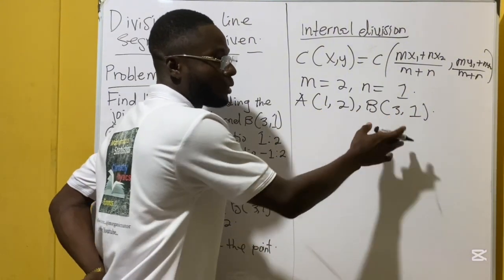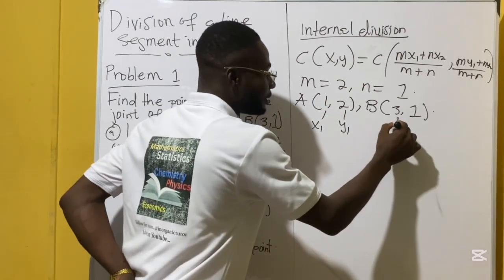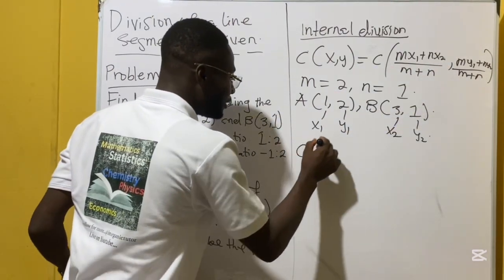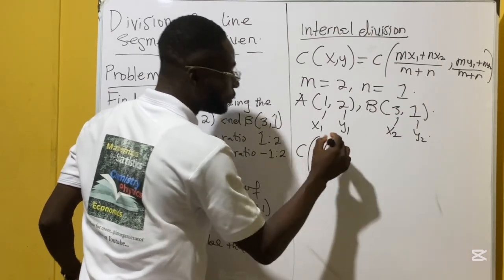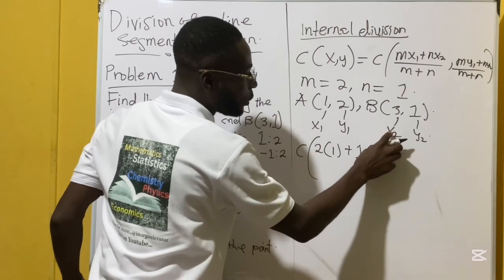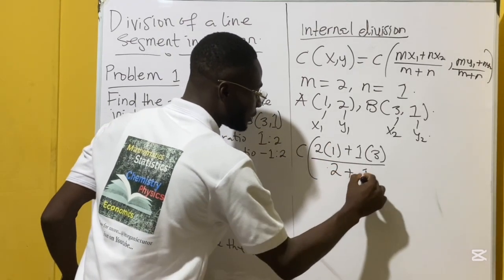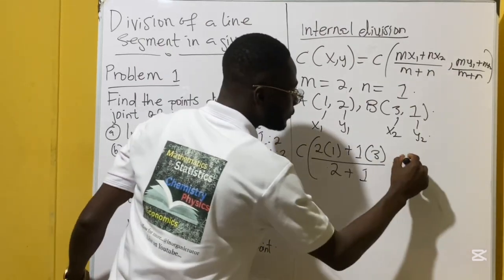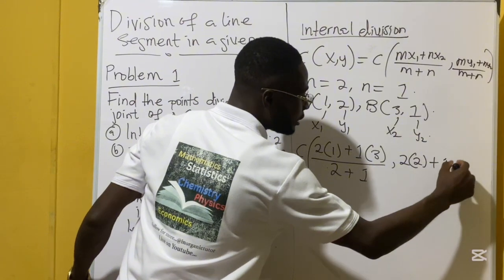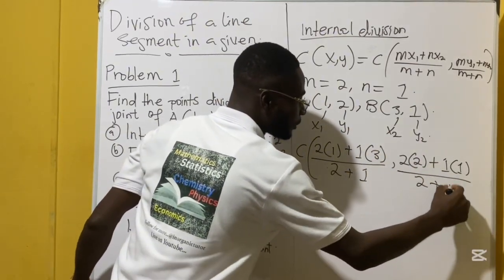So we can identify our x1, y1, x2, y2 from this point, right? This is our x1, this is y1, this is x2, this is y2. So we do that substitution, and we're going to have C of m, which is 2, into x1, which is 1, plus n, which is 1, into x2, which is 3, over m plus n, which is 2 plus 1, comma, m, which is 2, into y1, which is 2, plus n, which is 1, into y2, which is 1, over m plus n, which is 2 plus 1, right?